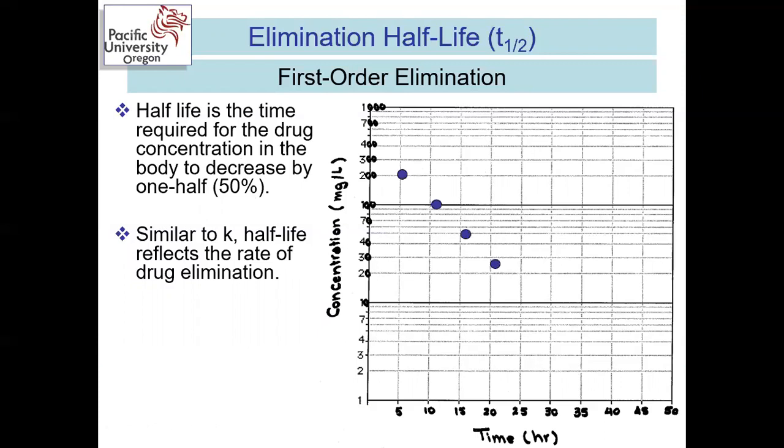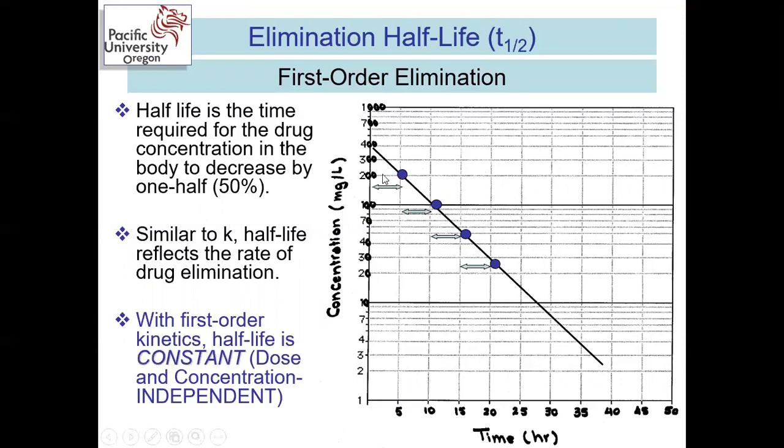So if we have a concentration time graph, of course, on a semi-log scale, we will get a straight line. And on this straight line, we can determine half-life by measuring the time required for any plasma concentration to decrease by 50% of its value. For example, if we start at 400 milligram per liter, which happens at time zero, half of 400 is 200. It looks like we needed 5 hours to achieve the 200 milligram per liter. So this should be the half-life.